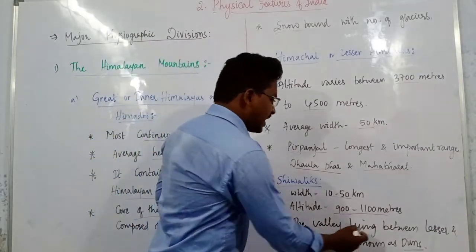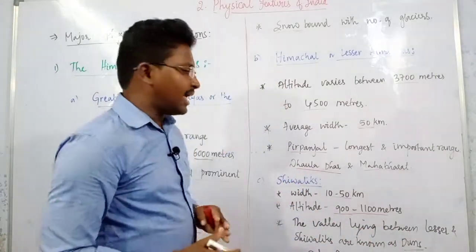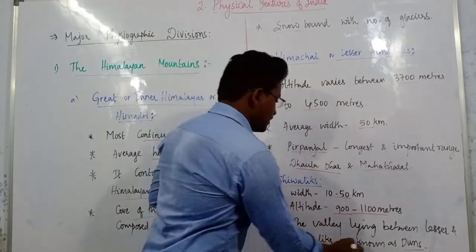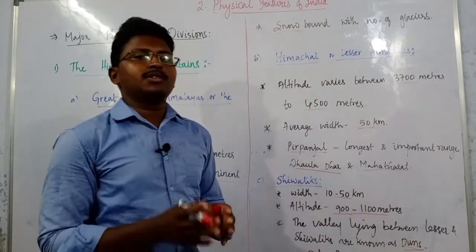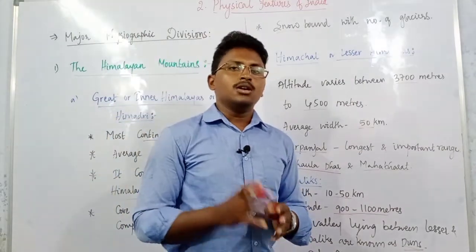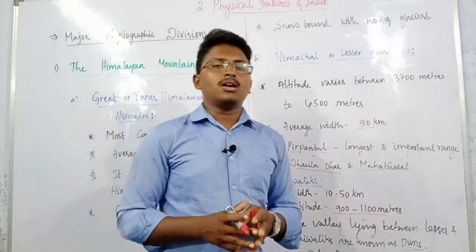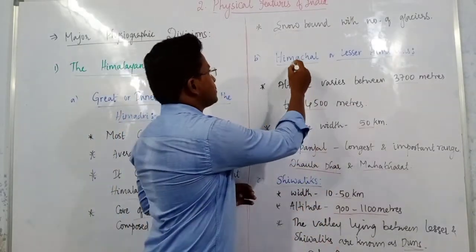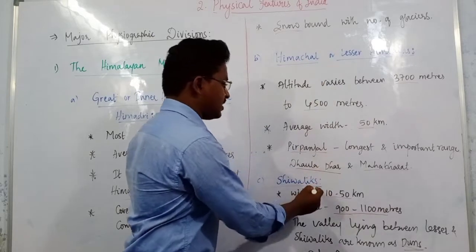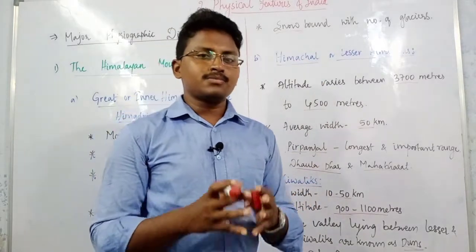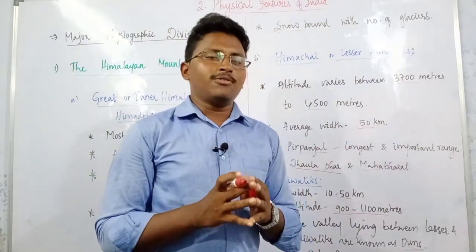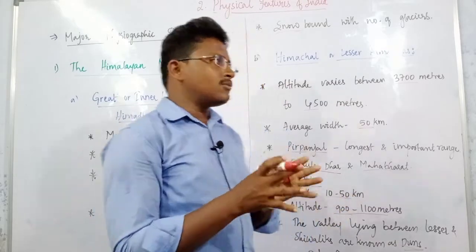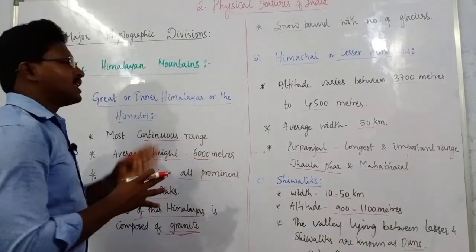Then the valleys lying between the Himachal Himalayas as well as the Shivaliks are known as dunes. That's why some of the places we call with the name Dun. For example, Dehradun, Kangra Dun, like this, different places which are located between the Himachal Himalayas and the Shivaliks, we call them dunes. One of the famous places is Dehradun. So these are some of the important features of the Himalayan mountains.